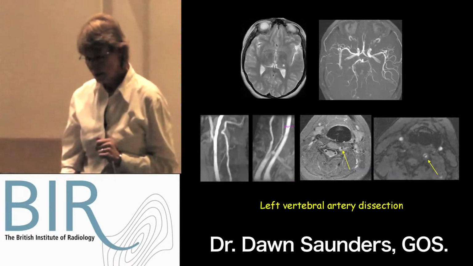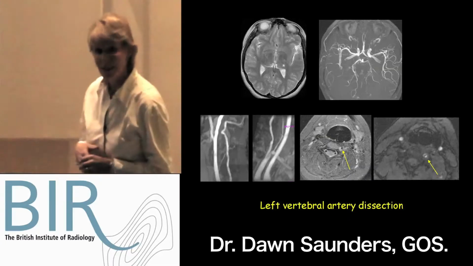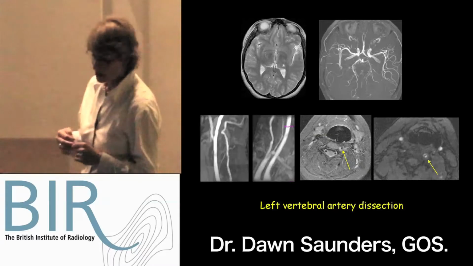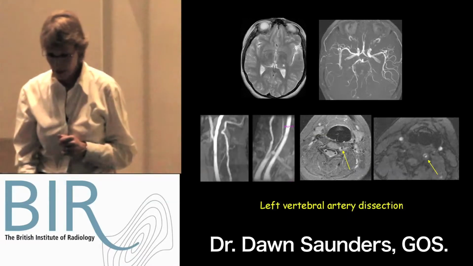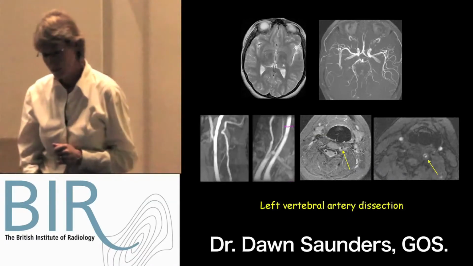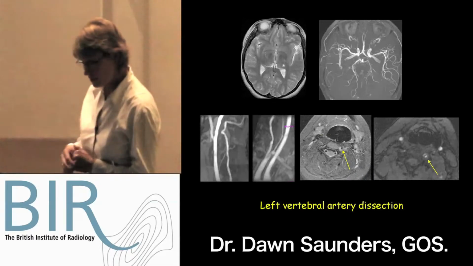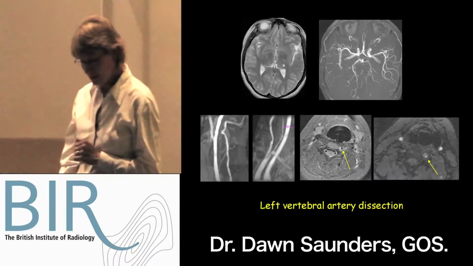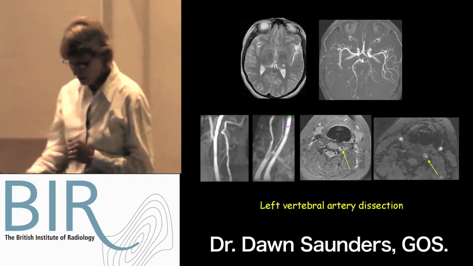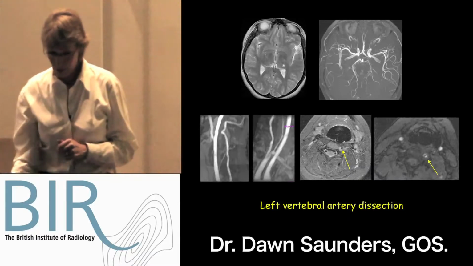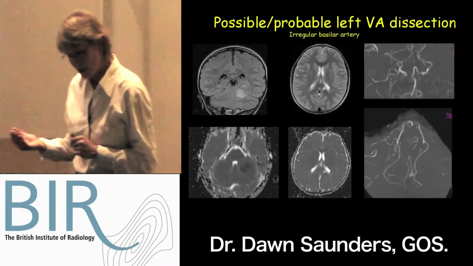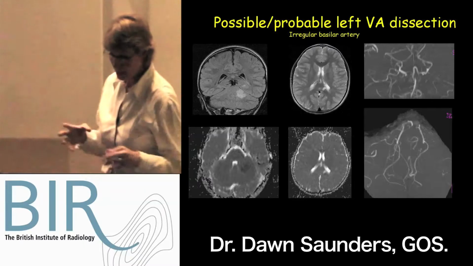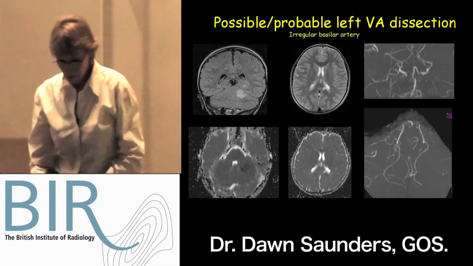This child had a posterior circulation infarct. The thalamus is, for the most part, supplied by the posterior circulation, and the child had some slightly reduced visualization of his left posterior cerebral artery, a small left vertebral artery, and a crescent sign. So this was a child with a left vertebral artery dissection. Now this is a child with a probable or possible left vertebral artery dissection who had multiple infarcts in the posterior circulation.